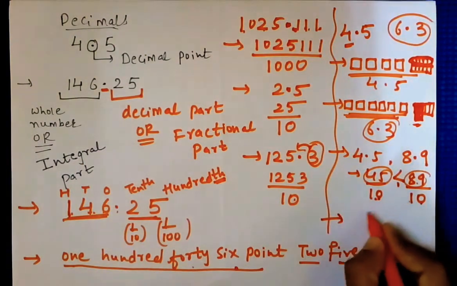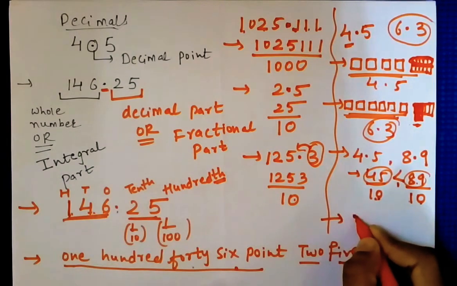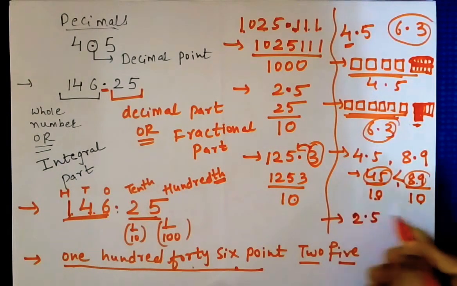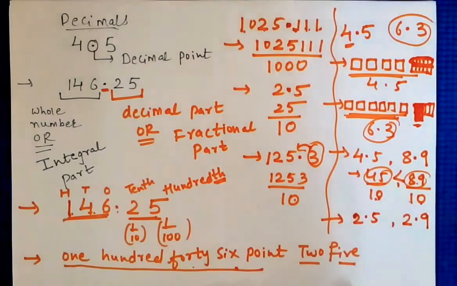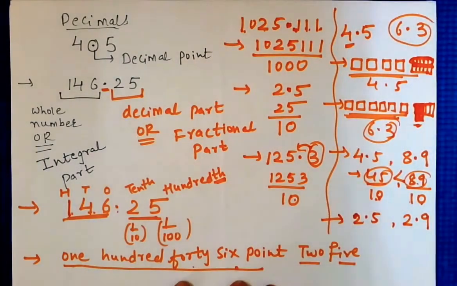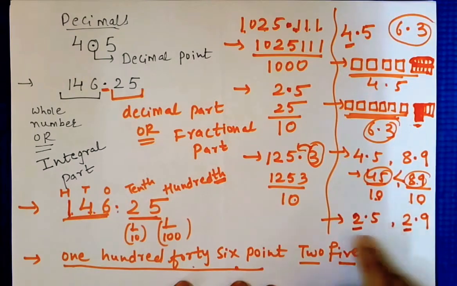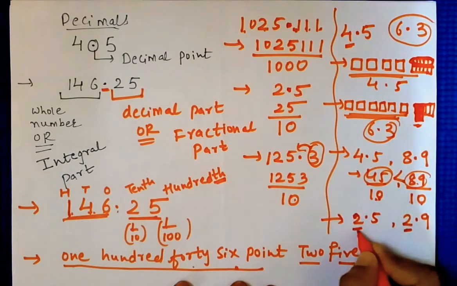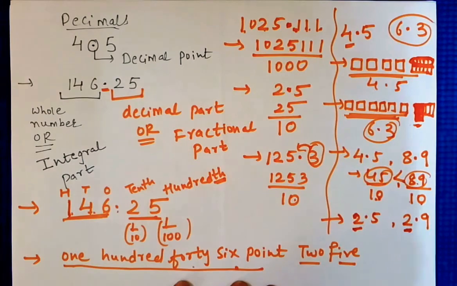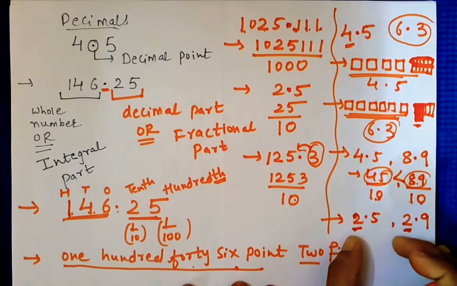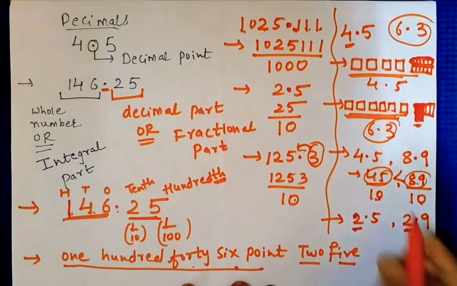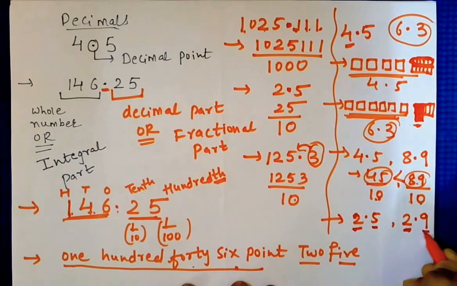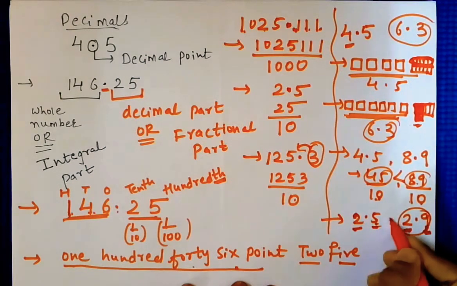Otherwise, another simple method is, for example, if I write 2.5 and 2.9, how can I compare these? You just have to compare like simple numbers. You need to see the first digit and find out which one is greater. Here 2 is there, here also 2 is there. Now the first digits are the same. In that case, you need to see the next digit. The next digit is 5 and here the next digit is 9. Between 5 and 9, 9 is greater. So 2.9 is greater.